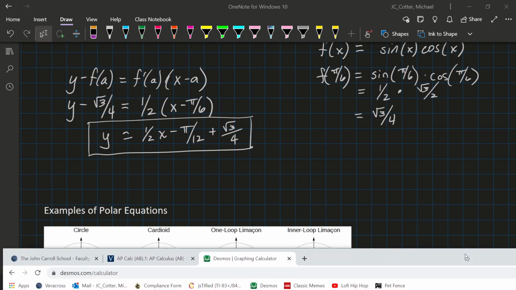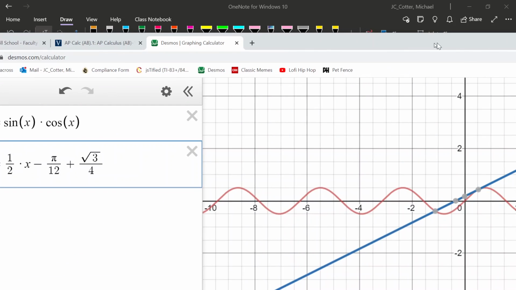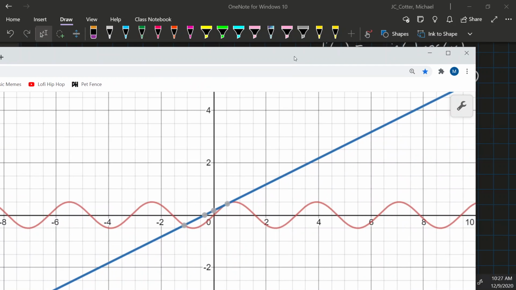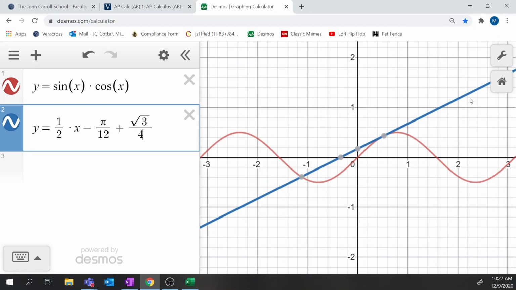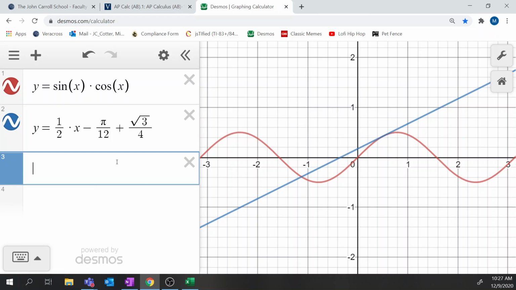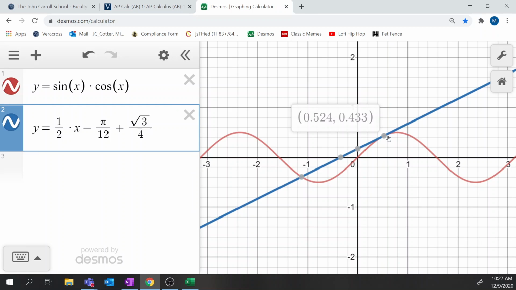And did I make a mistake here? What did I do? Oh no, it's good. So here's pi over 6 right here, and you can see that the line is tangent right there. To check and make sure you know where it is, you can do x equals pi over 6, and that'll put a vertical line here just to confirm that you have the right spot. But you don't really need that. So you can see it's tangent, so that means your answer is probably good.